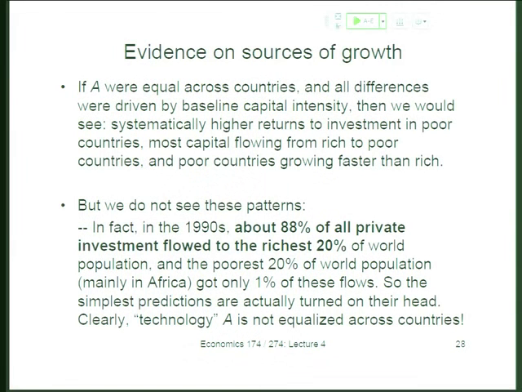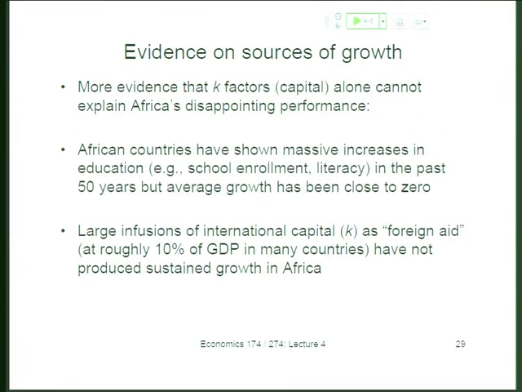So if only those A's were equalized, that's where the capital would be going, the huge returns. The fact that it wasn't going there tells you A in sub-Saharan Africa must have been pretty low. If you have that low capital with the potential for high returns and no capital is going there, probably the returns are low. So again, we've talked about some of these, more evidence that K can't explain African performance alone.